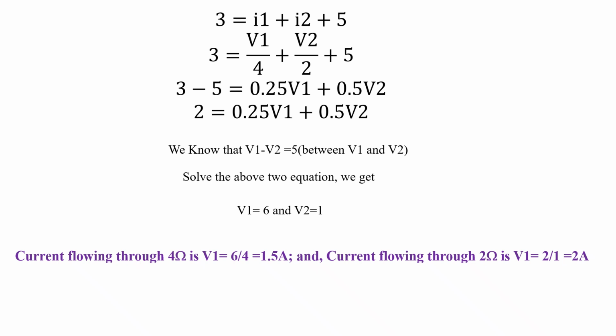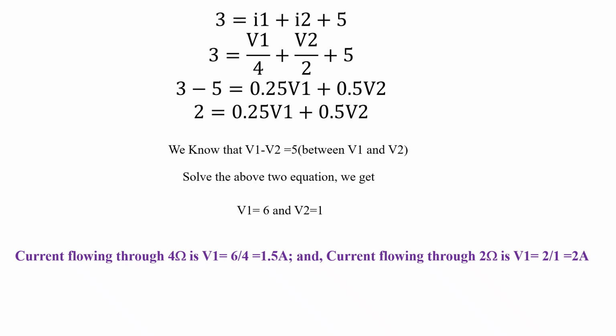But what is I1? As per the previous circuit, I1 is nothing but V1 by 4 and I2 is nothing but V2 by 2, as per Ohm's law. You apply the equation, then solve it. So we'll get the equation 2 = 0.25 V1 + 0.5 V2.